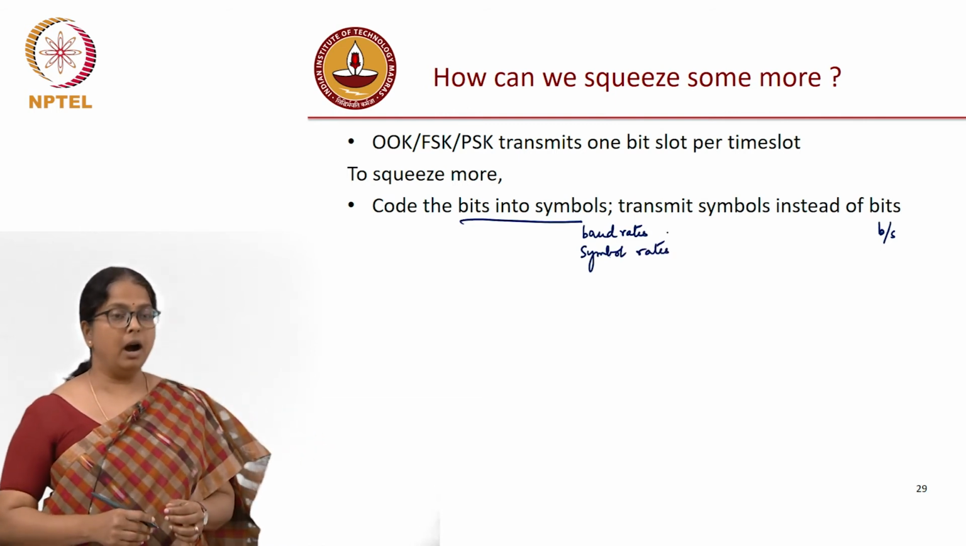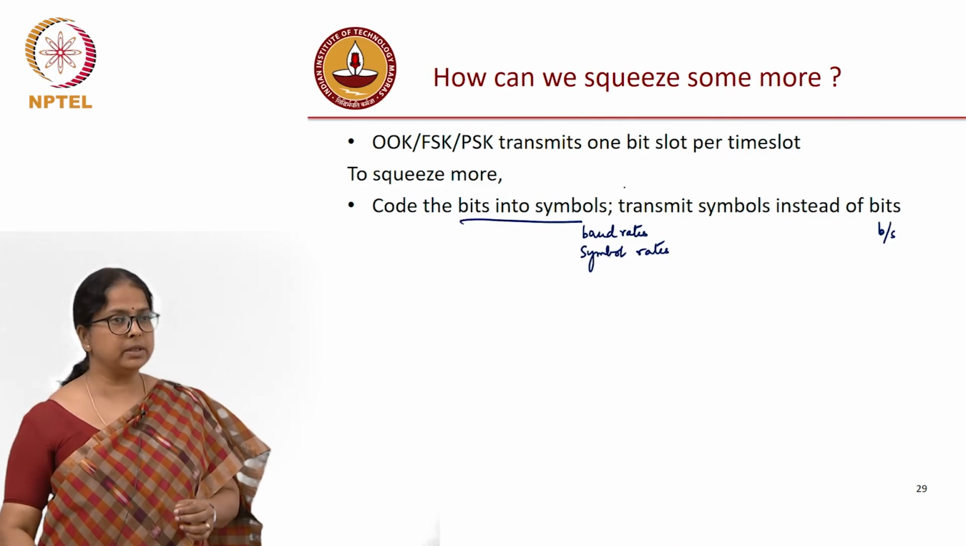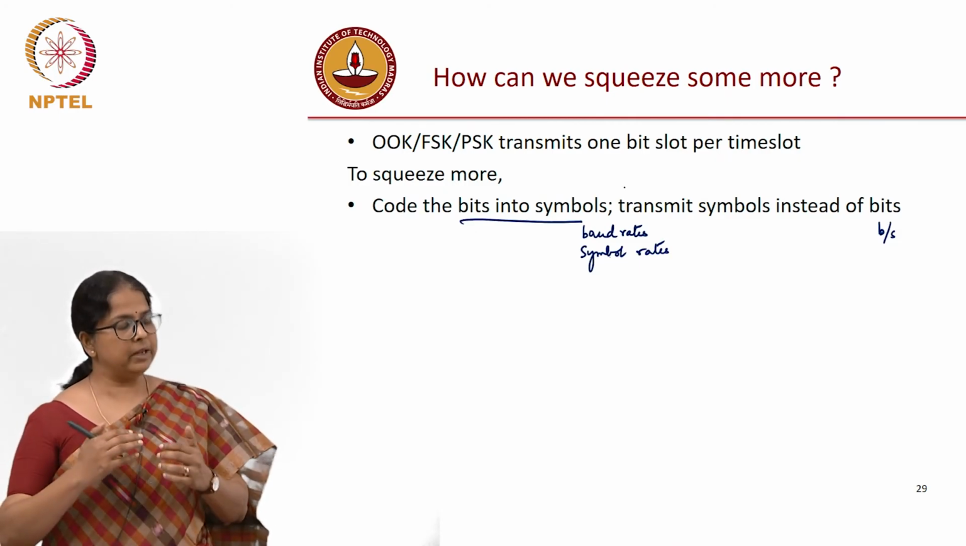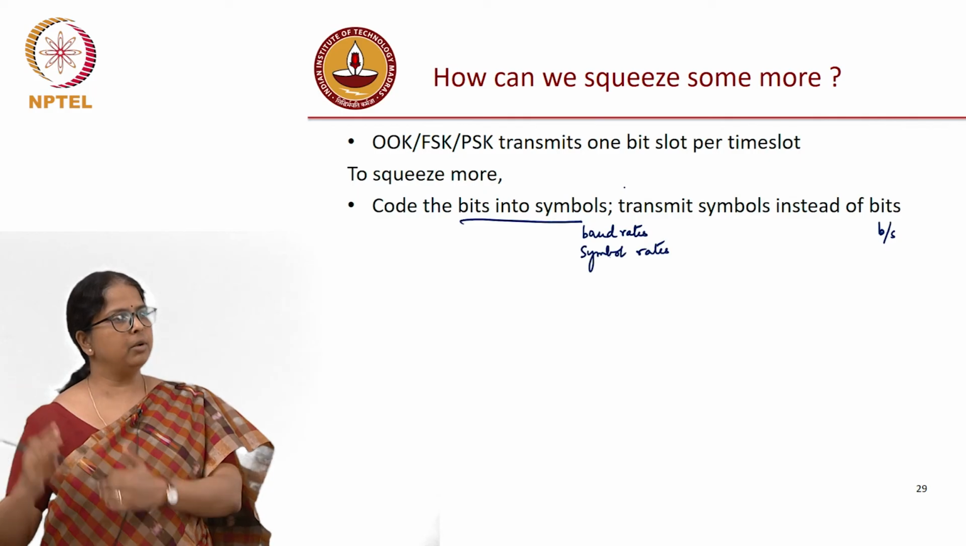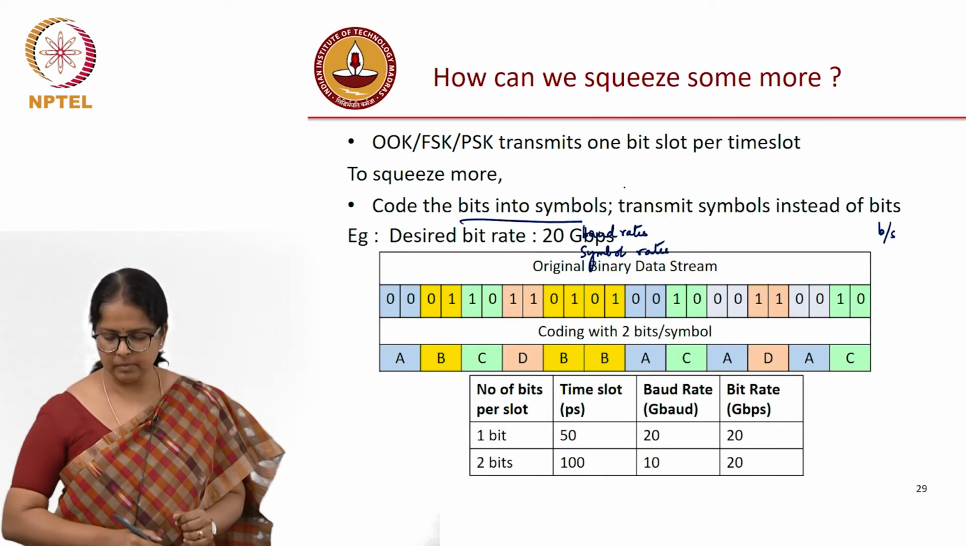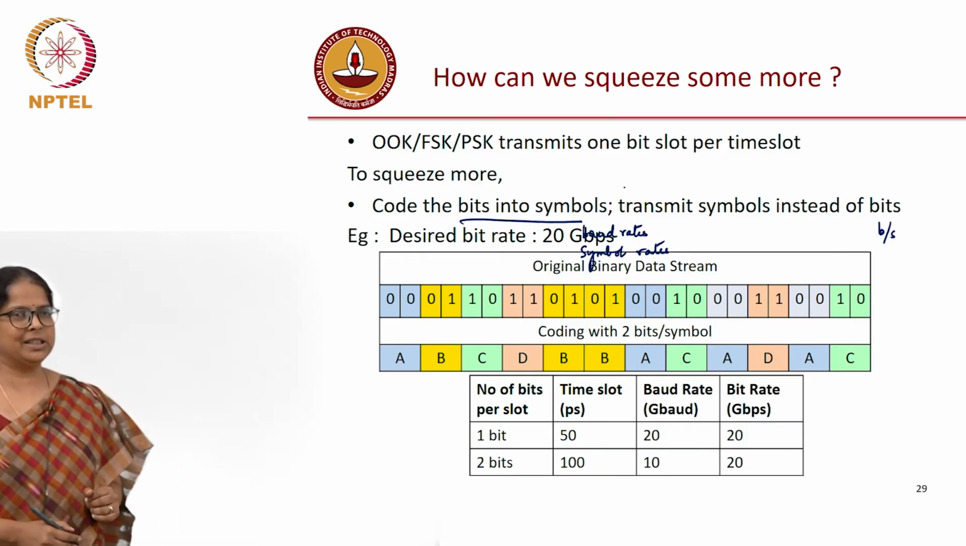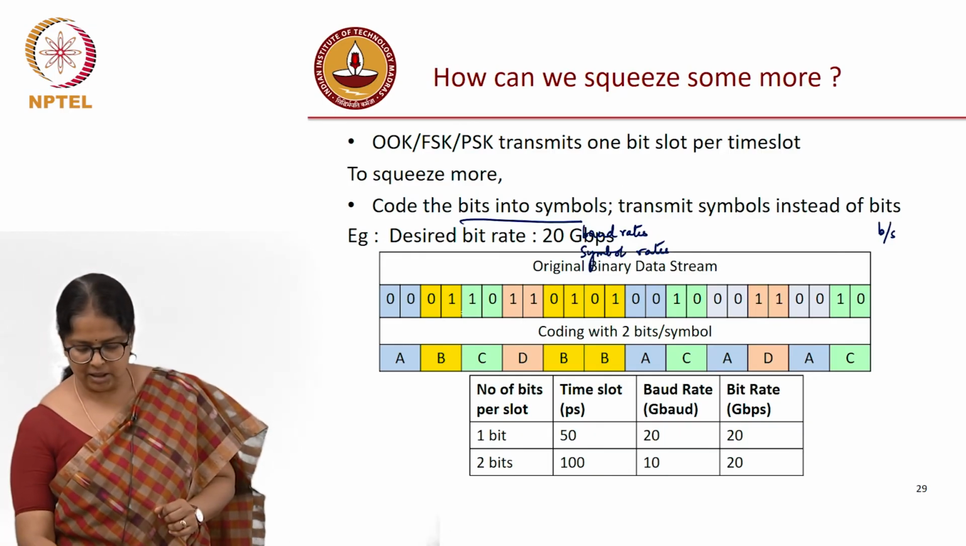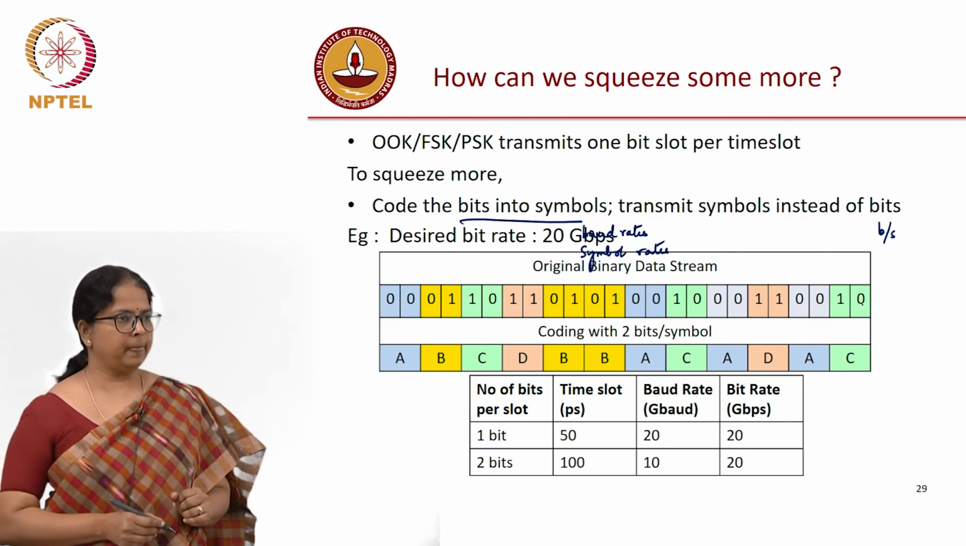Depending on how we are coding the bits into symbols, there will be a unique relation between the baud rate and the bit rate. So, for example, let us say I want to transmit this sequence which is on the top.